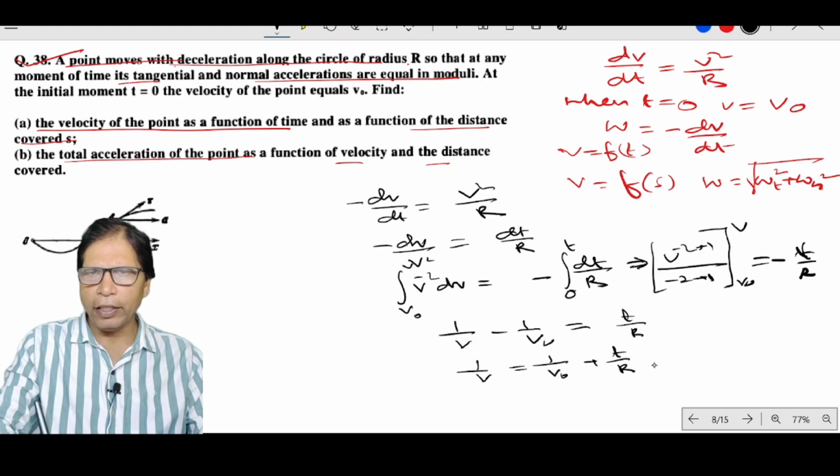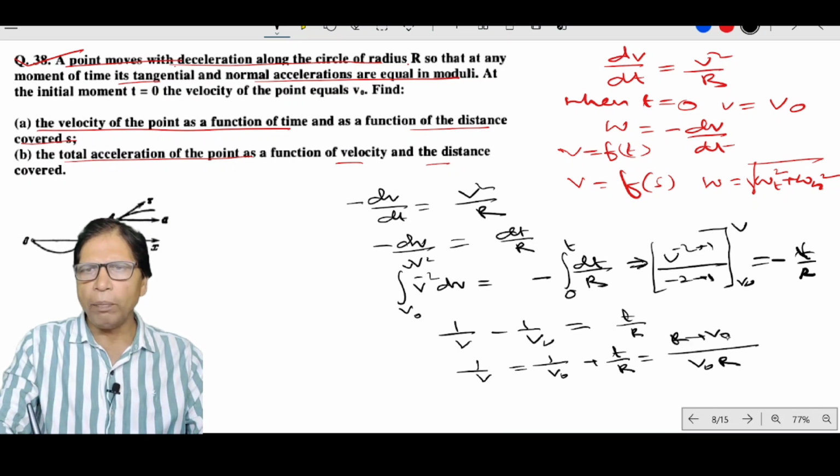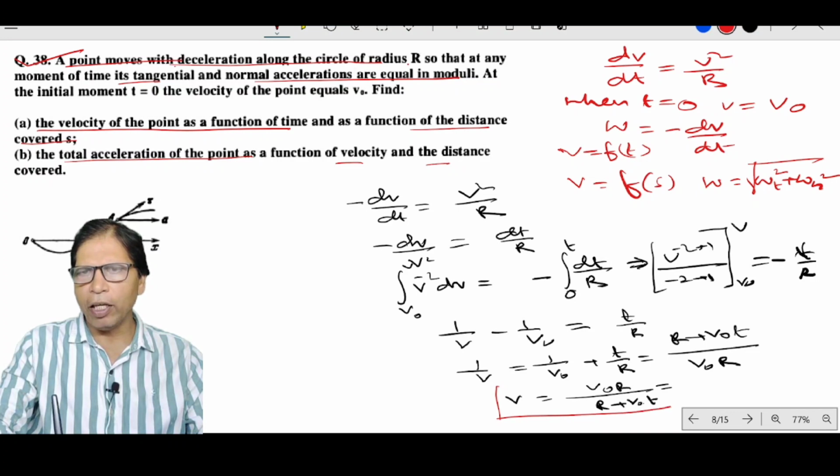Now, what is the LCM? LCM is v naught into r, and r plus v naught into t. Therefore, v equal to v naught r divided by r plus v naught into t. So this is the required expression of velocity in terms of time.